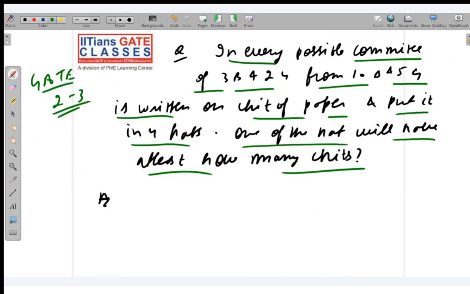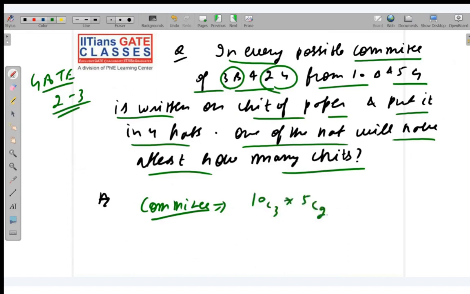So in every possible committee of 3 boys and 2 girls from 10 boys and 5 girls, first of all make the committees. How many committees will be possible? From 10 you pick 3. Our work is not yet over because we have to pick girls also. So from 5 you pick 2. So 10C3 into 5C2 is the total number of committees.